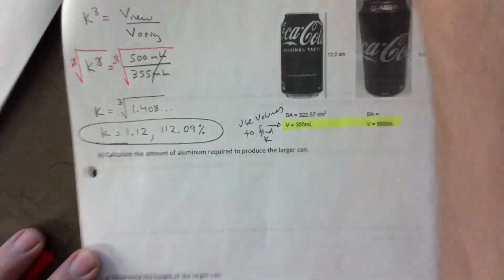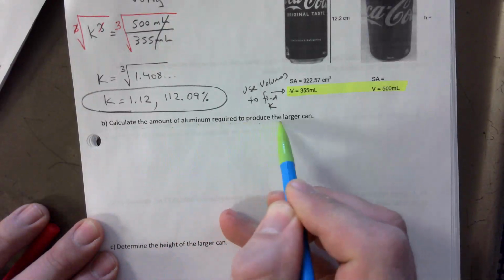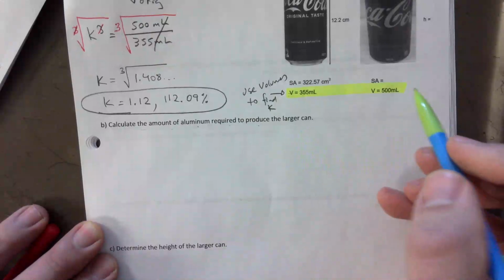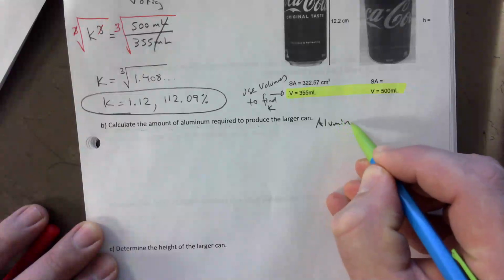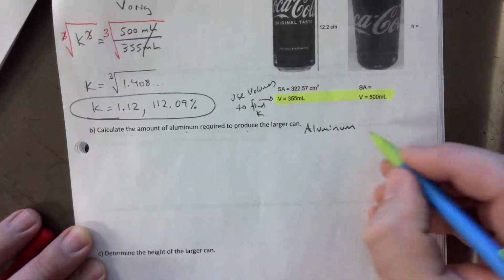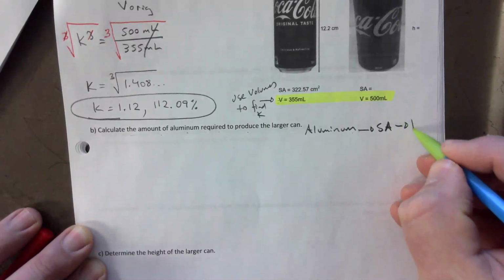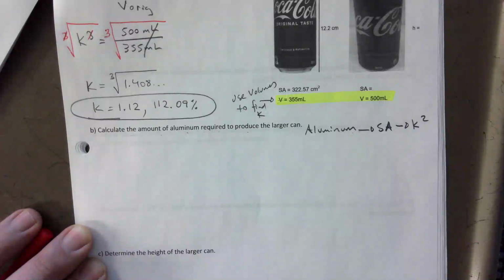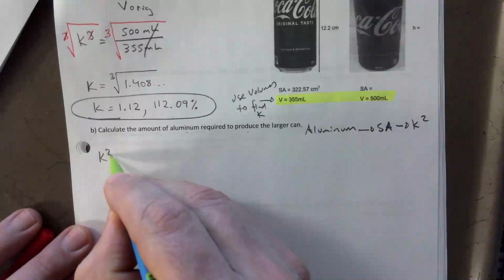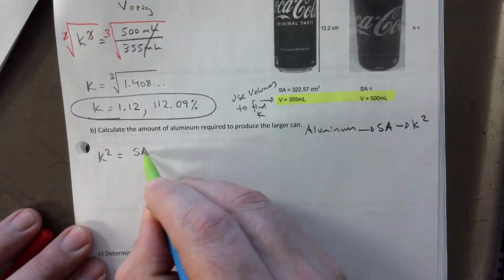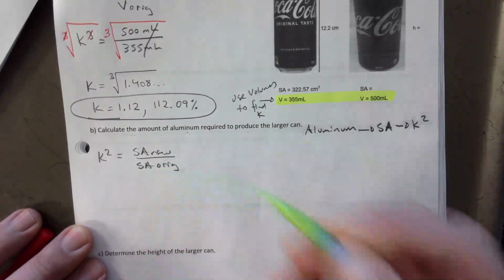All right? So calculate the amount of aluminum required to produce the larger can. And so we're talking surface area. So aluminum, we're talking surface area. We're talking K squared, correct? It's going to be K squared. So I got to start with that. K squared is equal to surface area of the new over surface area of the original.